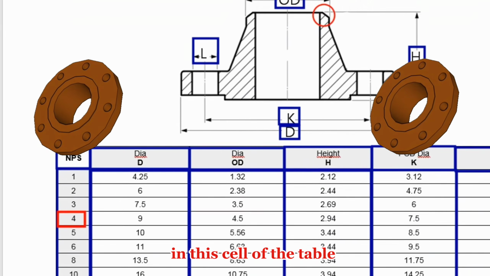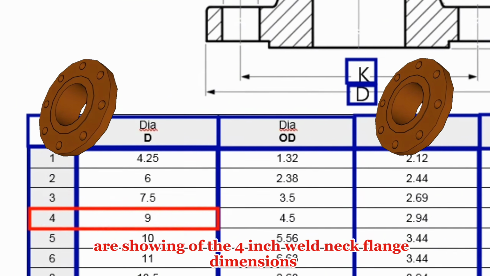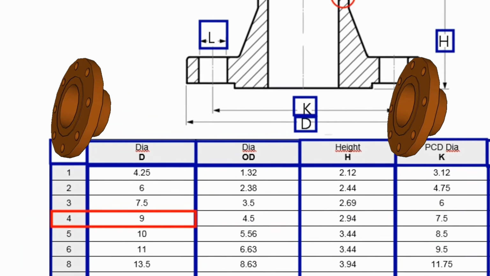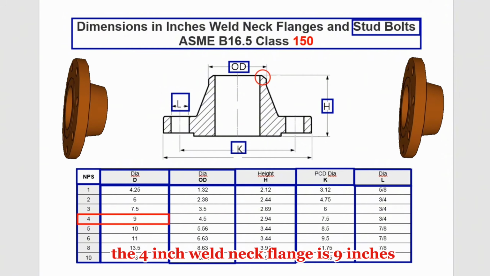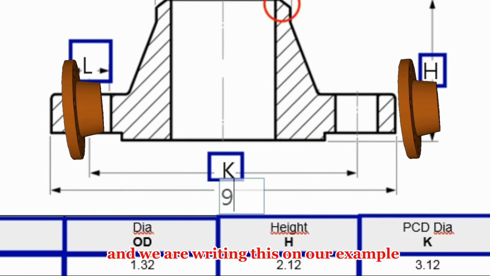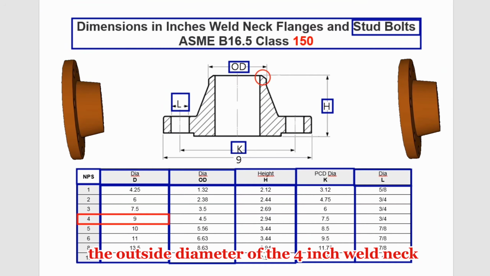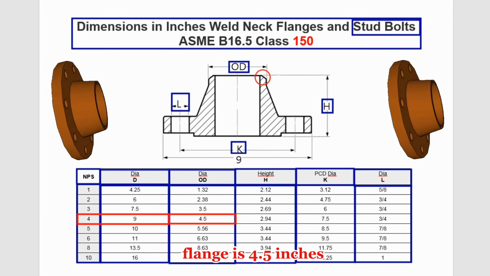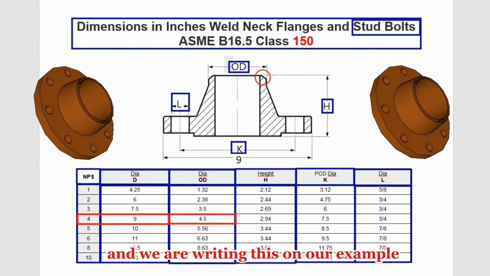This cell of the table shows the 4-inch weld neck flange dimensions. The diameter of the 4-inch weld neck flange is 9 inches, and we are writing this on our example. The outside diameter of the 4-inch weld neck flange is 4.5 inches, and we are writing this on our example.